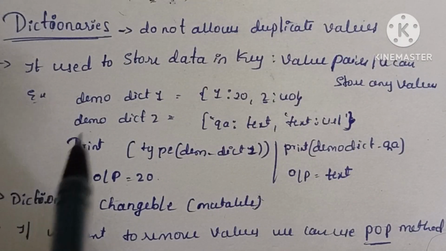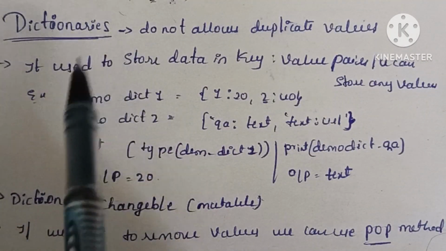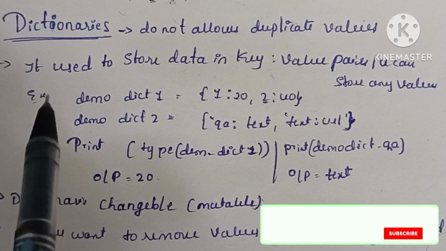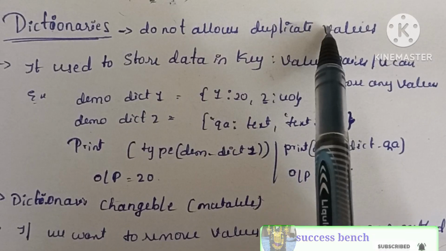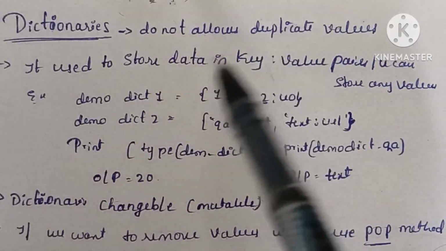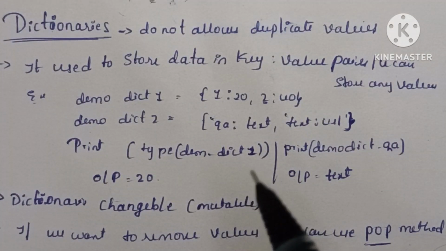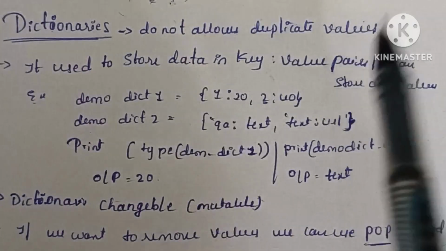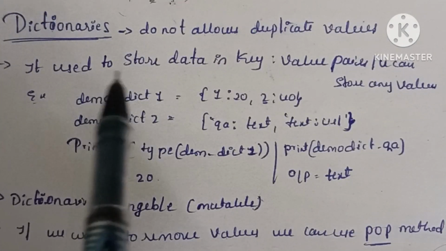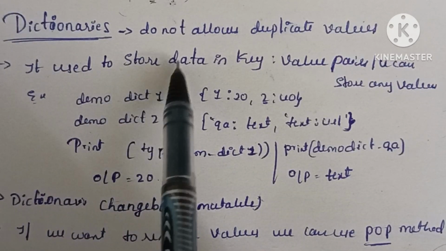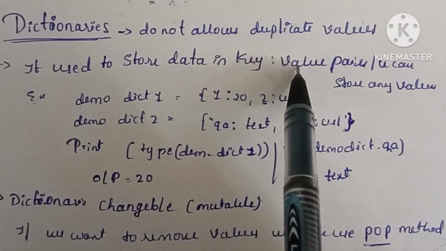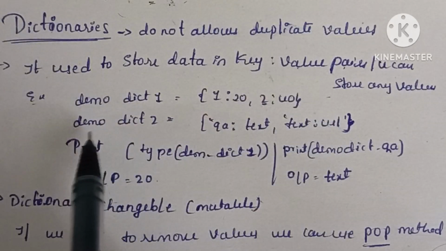Today I'm going to tell about dictionaries. So what is the meaning of dictionary? I will show you the example. A dictionary does not allow duplicate values. In a previous video I also explained tuple and set, you can watch that, so then you will understand it very easily. And it is used to store the data in key-value pairs. I will show you the example.